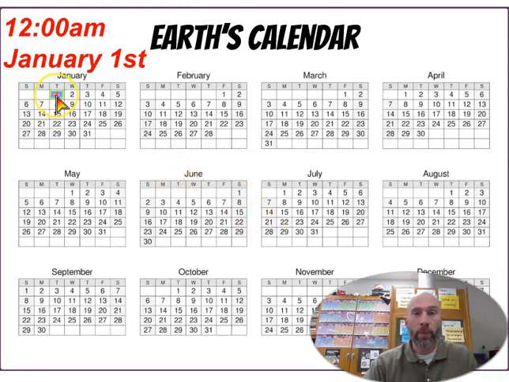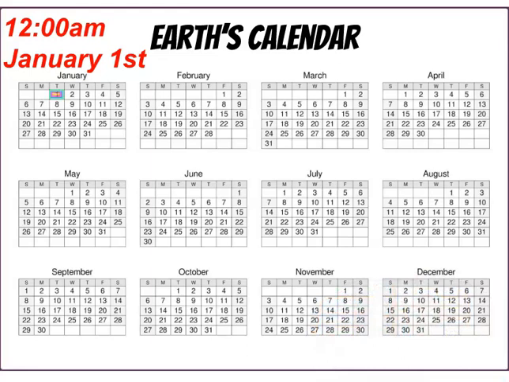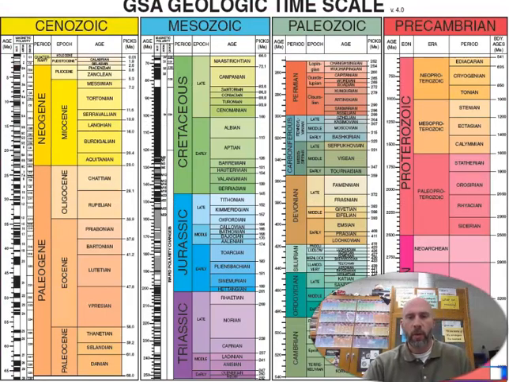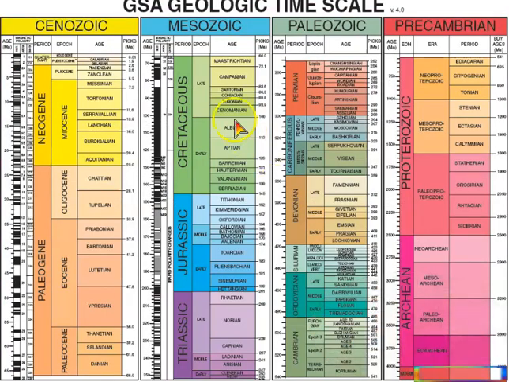So the Earth formed, we'll say, at 12 a.m. on January 1st, right? And then we'll say that today or currently it's December 31st at midnight, right? So the end of the year. So we're going to kind of put the major events of Earth's history within this time frame, okay? So we're going to start off with, and I'm going to show you the actual geologic time scale.